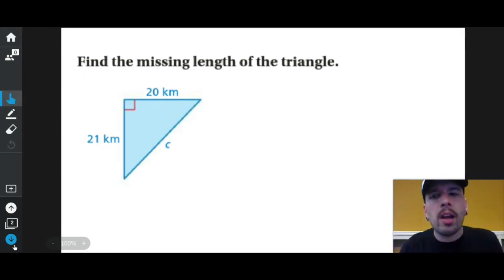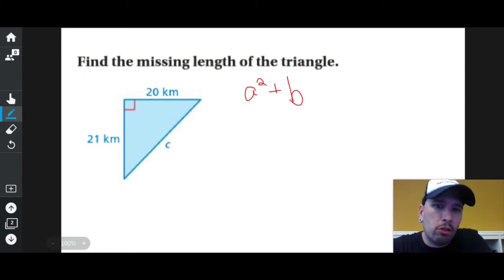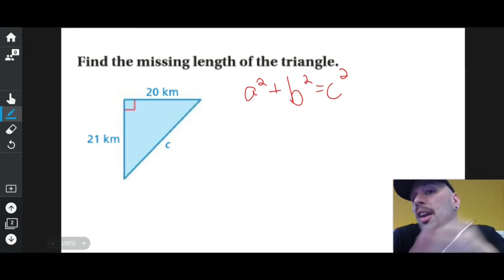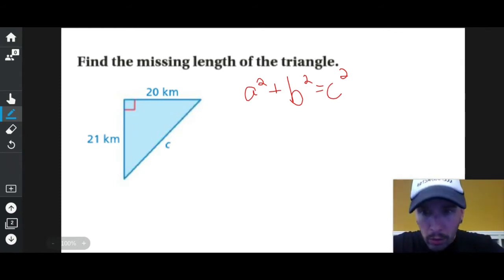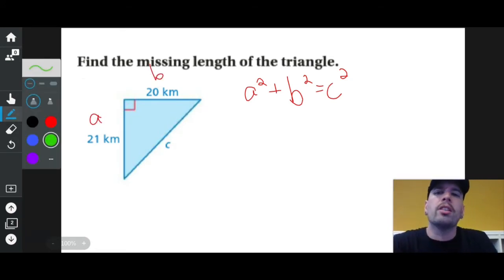Pythagorean theorem. If I ever have to find the missing length of a right triangle, I do what's called the Pythagorean theorem, which states the following. A squared plus B squared equals C squared, where C has to always be my longest side, my hypotenuse, and A could be any of the legs, and B could be any of the legs. So looking at my picture, C is already C, so I'll call you A and I'll call you B. It doesn't matter which one's A or B as long as the longest side is C.